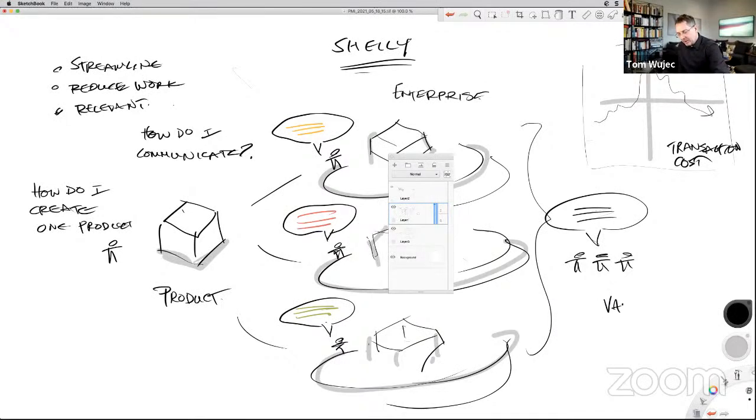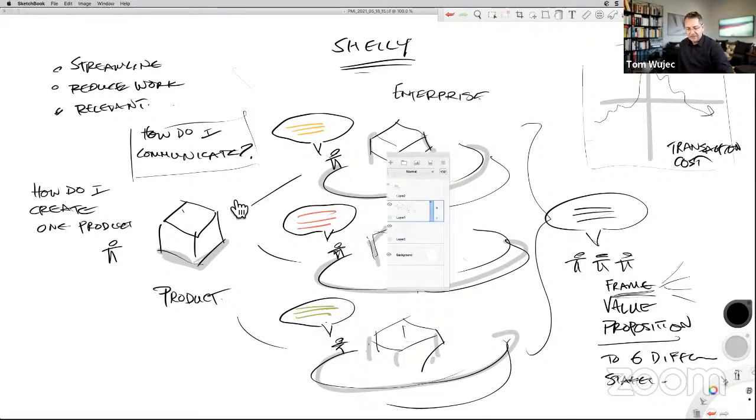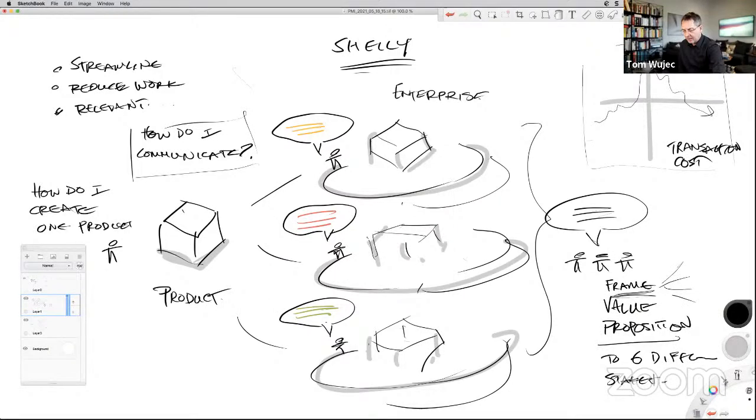So I'm going to, if you don't mind, frame this problem here. You asked, how do I communicate, how to frame the value proposition to 6 different stakeholders. Now, we may want to change and explore that word in different ways, but I think that could be interesting. We'll dip back in to each here.